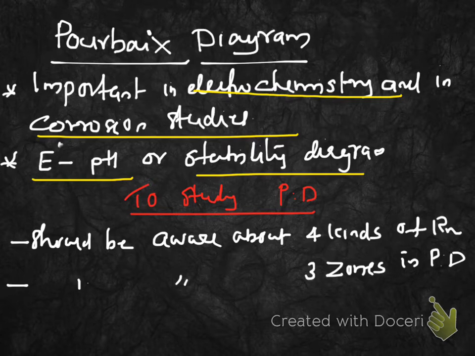To study Pourbaix diagram, we should be aware about 4 kinds of reactions and 3 zones which are common in Pourbaix diagram. So before proceeding to the diagram, we are going to discuss about 4 kinds of reactions.